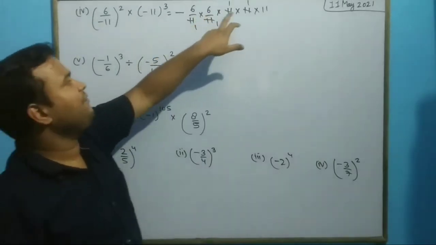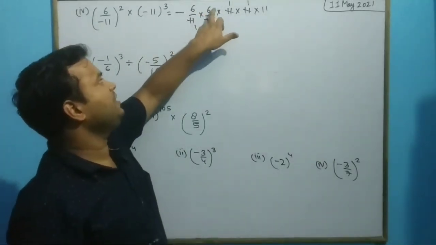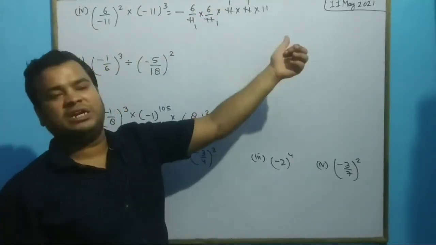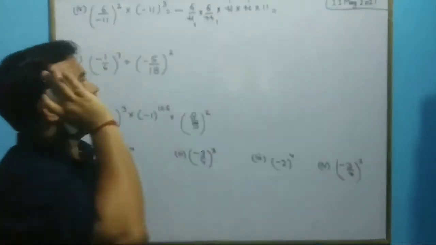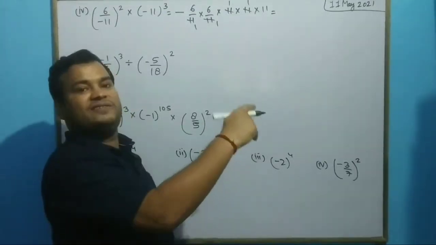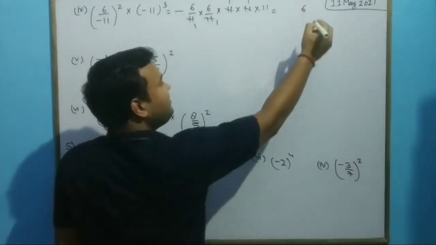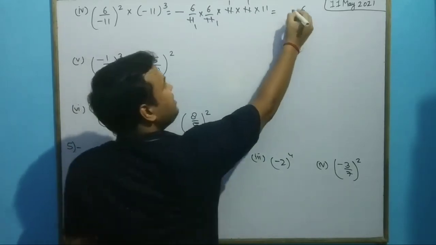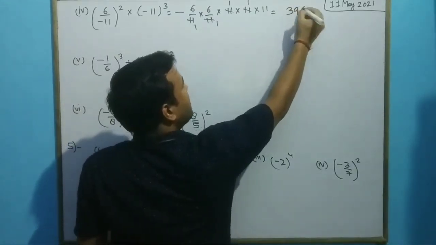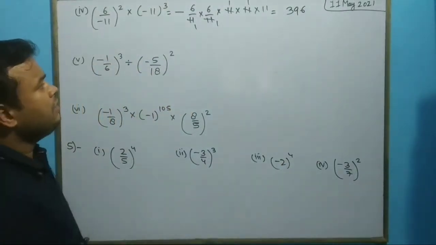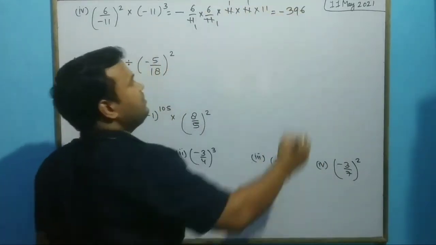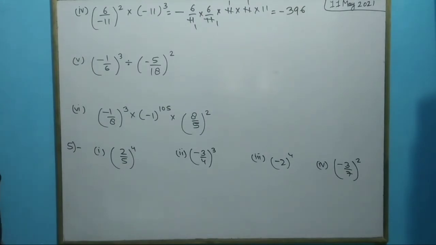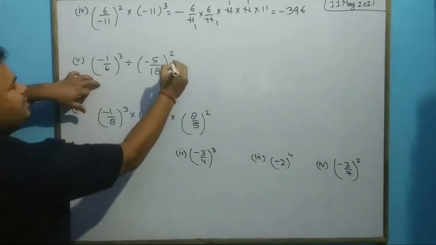Now what is being left here? 6 into 6 into 11. In the denominator part only 1 is left. So we can multiply them. 6 into 6, that is 36, and 36 into 11. 11 6s are 66, carry 6, 11 3s are 33, and 33 plus 6, that is 39. So this is the final answer, and the sign is negative. So minus 396.